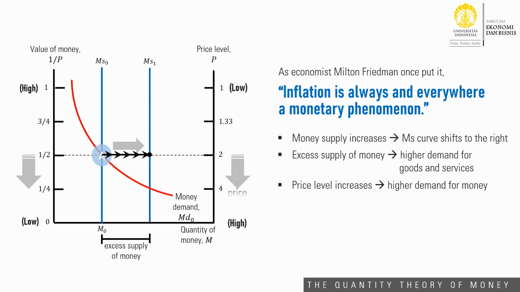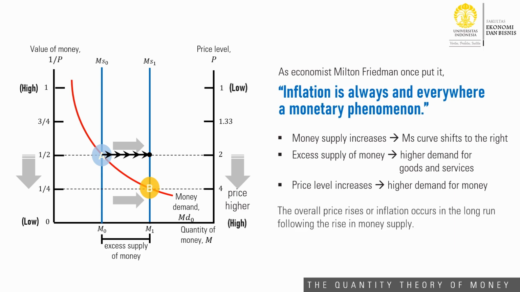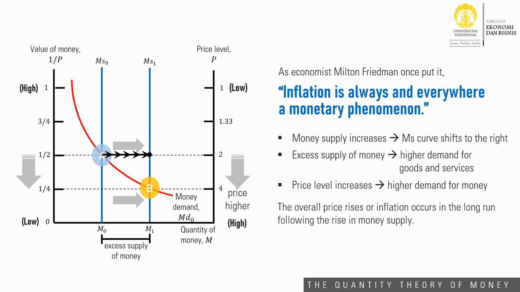The increase in the price level, in turn, increases the quantity of money demanded because people are using more dollars for every transaction. Here is the new equilibrium at which the quantity of money demanded again equals the quantity of money supplied at M1. Look, we can observe at the end that the overall price rises, or inflation occurs, following the rise in money supply.